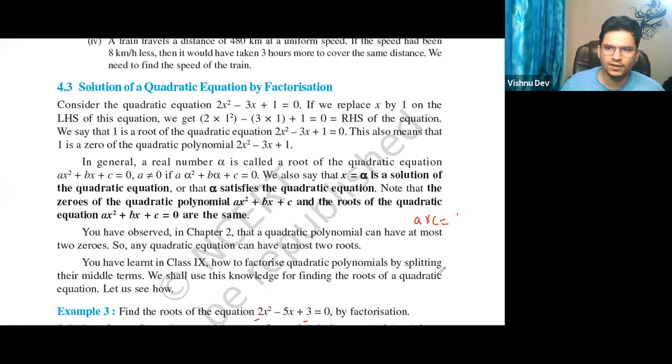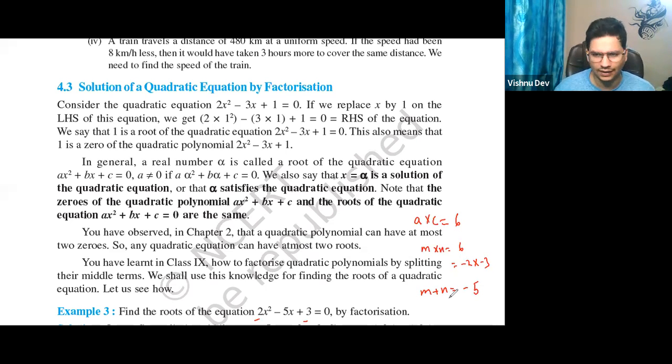6. So you have to split 6 into 2 terms. m into n should be equal to 6, such that m plus n should be equal to what? Minus 5. So I guess it is super easy, right? Minus 2 into minus 3 is equal to 6, and minus 2 plus minus 3 is minus 5. Yes or no? Tell me.